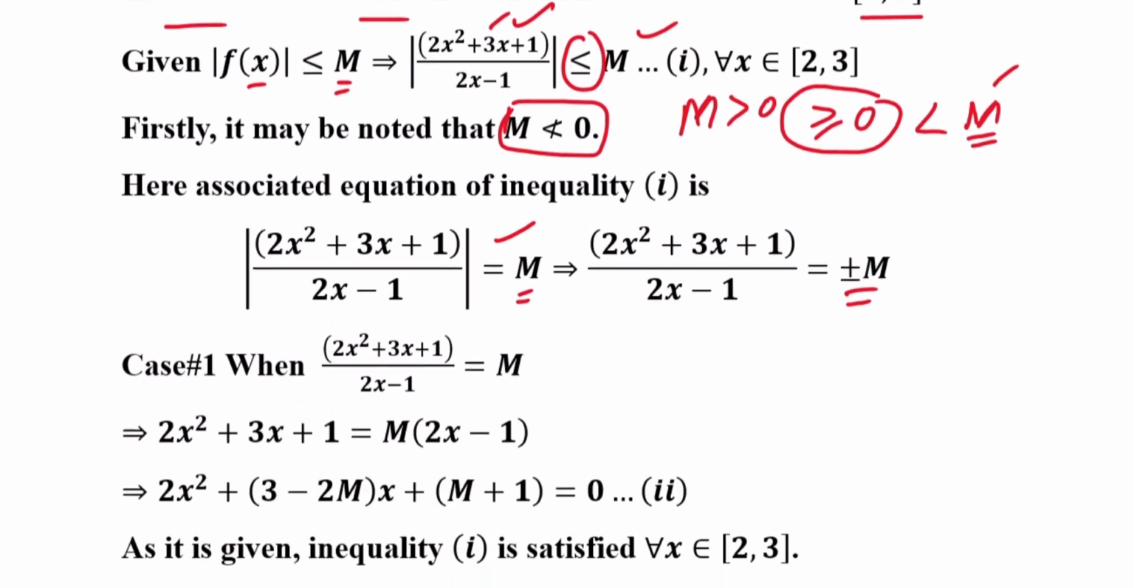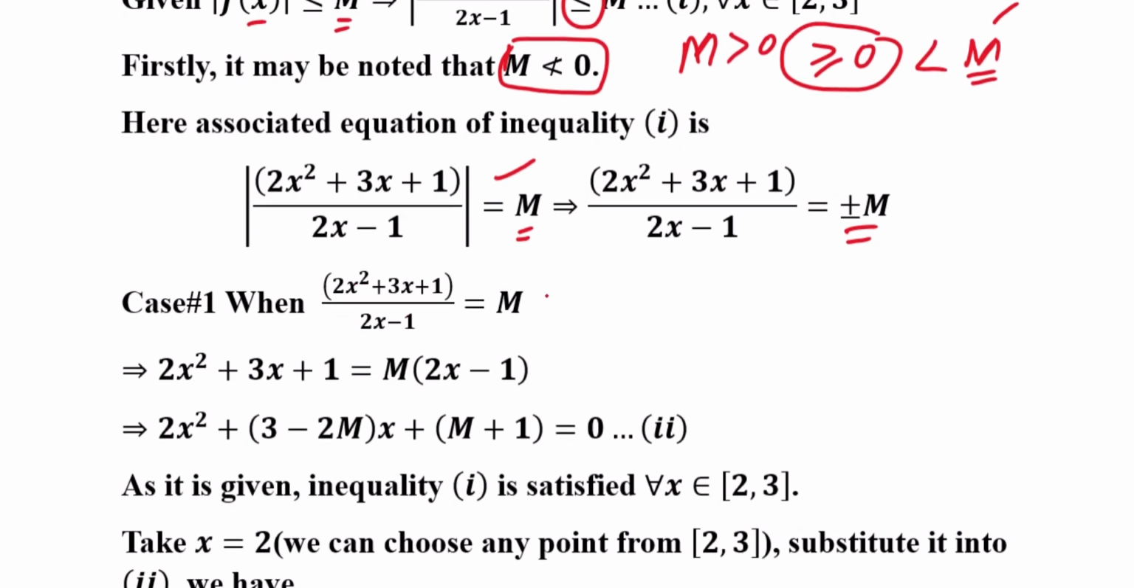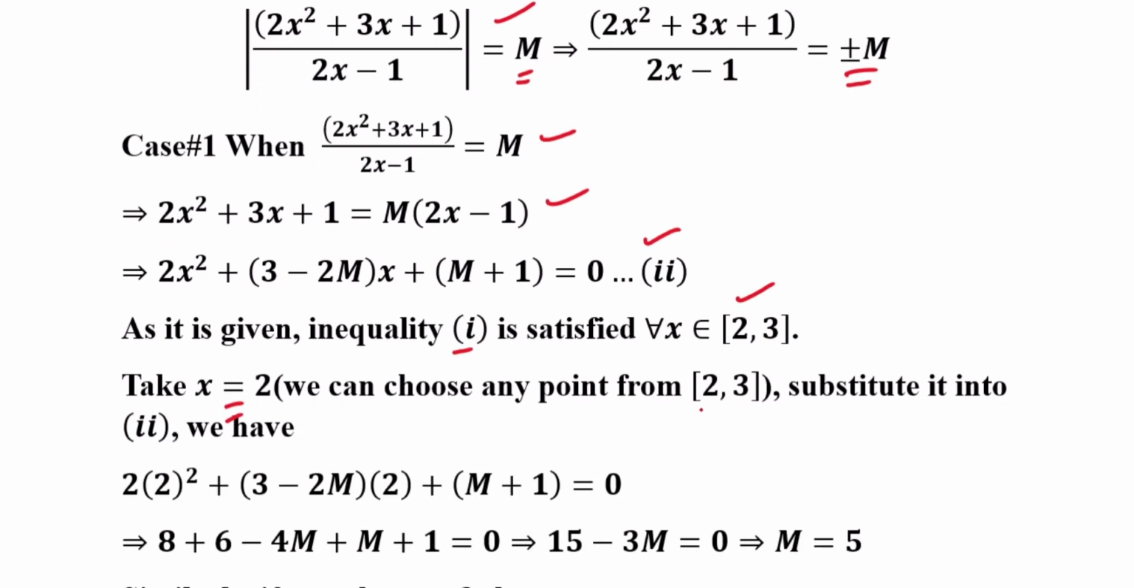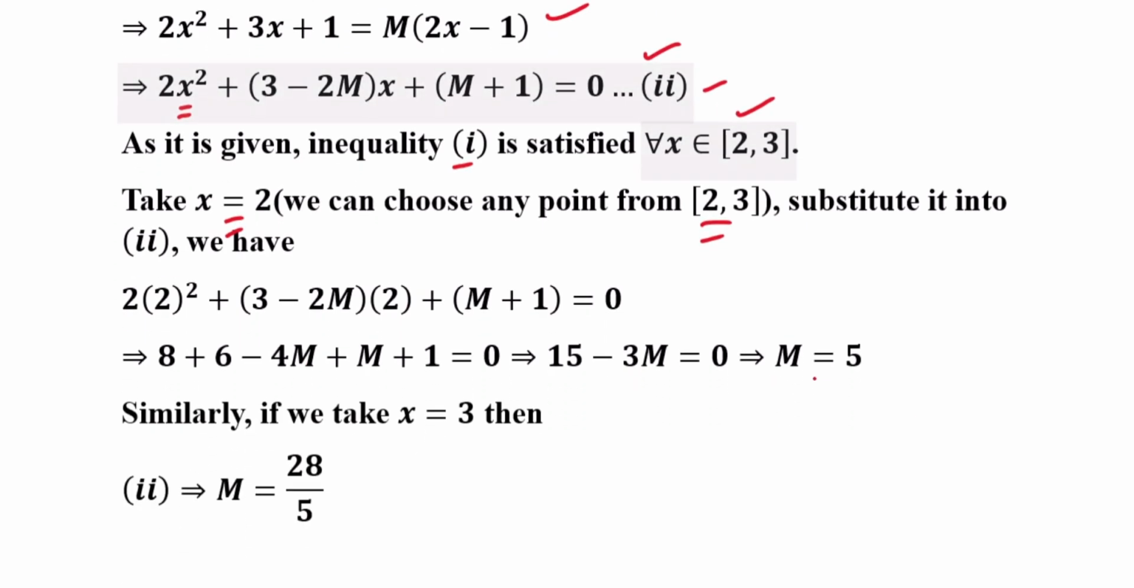Case number 1. If (2x² + 3x + 1) over (2x − 1) is equal to m, by multiplying both sides by 2x − 1, we have this equation, and by rearranging these terms, I have a quadratic equation. As it is given that inequality 1 is satisfied for all x belonging to 2 to 3, take x equal to 2, an arbitrary point in this interval. We can choose any point from this interval and substitute it here. So whenever you put x equal to 2 here and find m, you find m is equal to 5, and this is actually the value of f of 2.